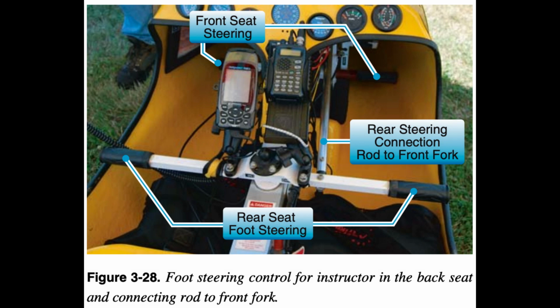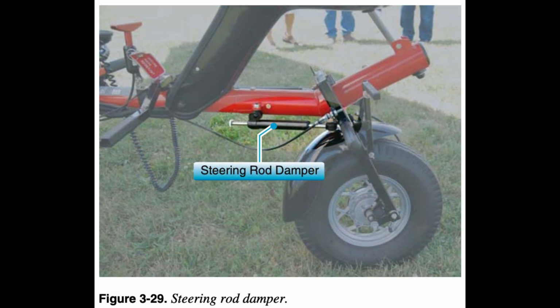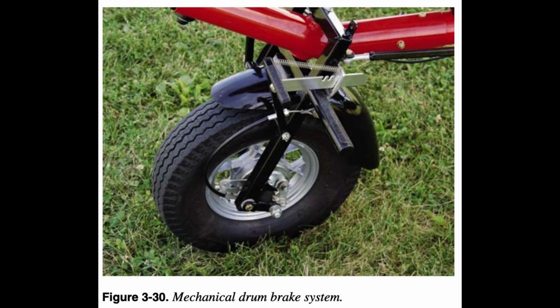For training, a second steering control is installed with a connecting rod so the instructor can sit in back and steer the carriage on the ground using the nose wheel. Figure 3.28. Steering dampers are sometimes used to stabilize the front wheel from shimmying at higher speeds during takeoff and landing. Figure 3.29. The front wheel sometimes has shock absorbers where the tire itself can act as the shock absorber.